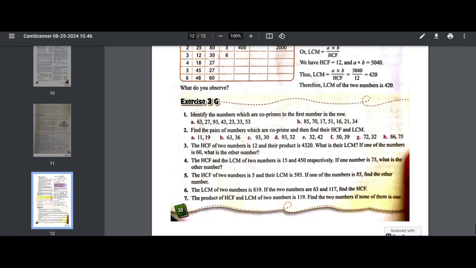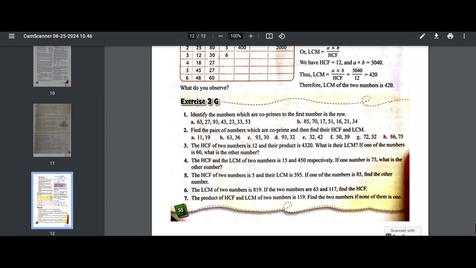For example, questions 3, 4, 5, 6, 7 will be solved according to this formula, and in question number 1 we just have to pick the co-prime numbers. Can you tell me the co-prime numbers from the first A part? The co-prime numbers from the first A part are 63, 43, 23 and 53.